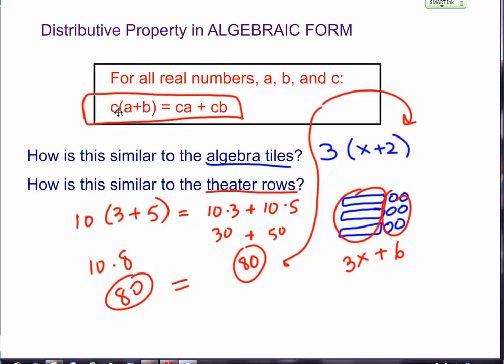And then we looked at it in terms of an algebraic form of the property. C times the quantity of A plus B is the same as C times A plus C times B. And then how is this similar to the algebra tiles? Well, 3 times x plus 2. So if C is 3 and x is where A is and B is 2, this is the same thing as my 3 x's and my 6 1's. In terms of the theater rows, it's just like 10 groups of 3 plus 5 is the same as 80, or the same as 30 plus 50, which is also 80.